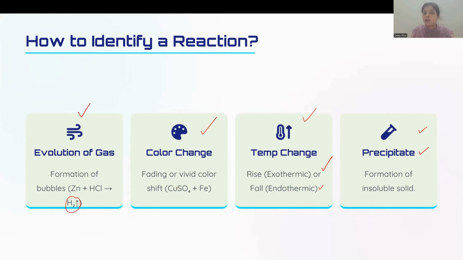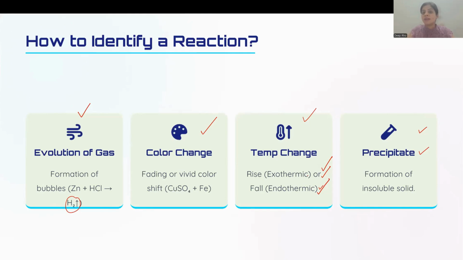Color change happens in a lot of reactions. If copper sulfate reacts with iron, it forms iron sulfate, which has a green color. And the next is a rise in temperature. Exothermic, like burning of anything, burning of carbon in the presence of oxygen. We have seen the temperature rise. Heat is evolved in this reaction, so this is exothermic. In some reactions we have to provide heat. Heat is absorbed. This is called endothermic.